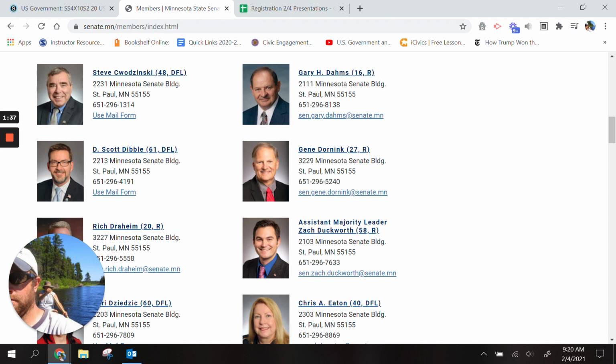of which political party is your Senate a member? So the DFL is the Democratic Farmer Labor Party, which is the Democratic Party in Minnesota. So Scott Dibble is a Democrat. Then it asks, which legislative district does my senator represent? And all this information I can get right here. This is perfect. He represents Senate District 61.